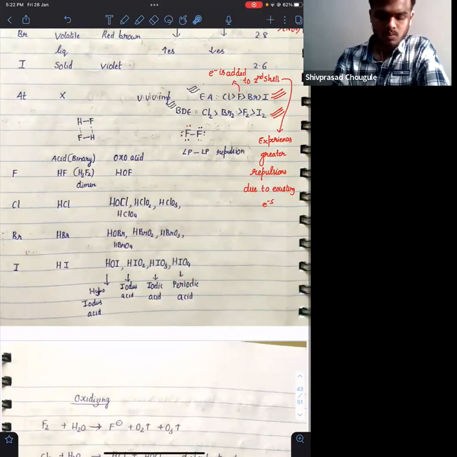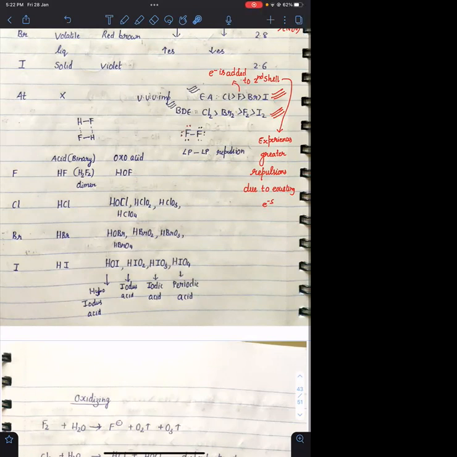Okay. So, except fluorine, all the rest are able to form different types of acids: hypohalous acid, halous acid, halic acid, and perhalic acid. Fluorine is able to form only a single type of acid, which is hypohalous acid or hypofluorous acid. Is that clear?